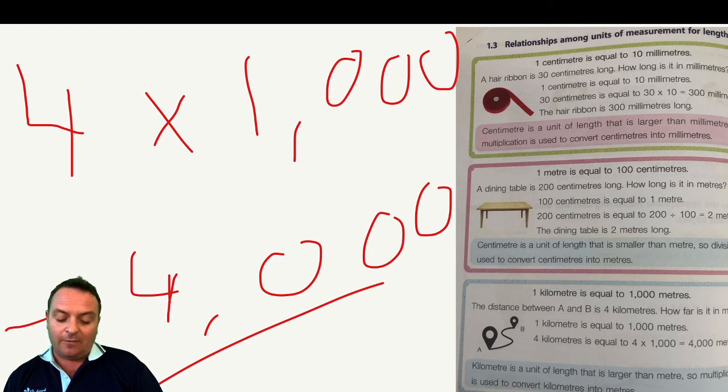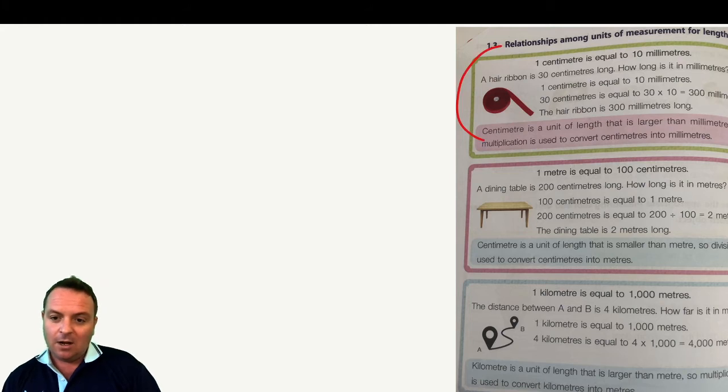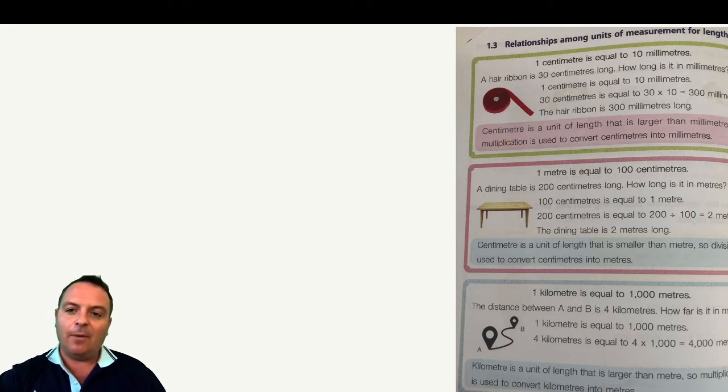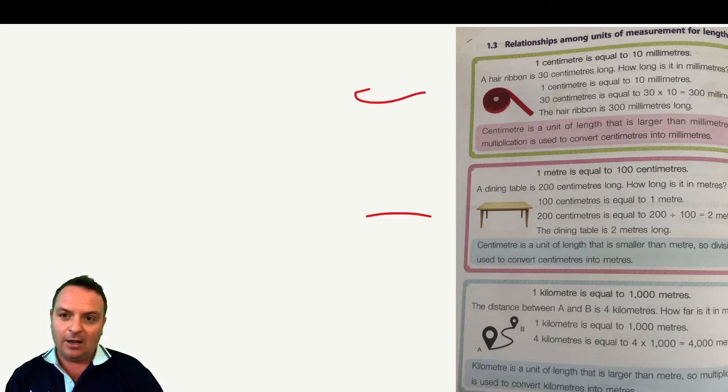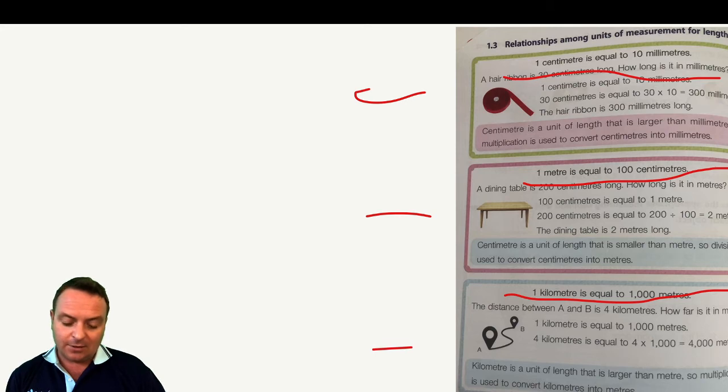Now, the reason why we multiply is because just like with centimeter and millimeter, a kilometer is larger than a meter. So we have to multiply. So take time, review, study that, number 1, number 2, and number 3. Make sure you understand 1 centimeter is equal to 10 millimeters. 1 meter is equal to 100 centimeters. And 1 kilometer is equal to 1,000 meters.